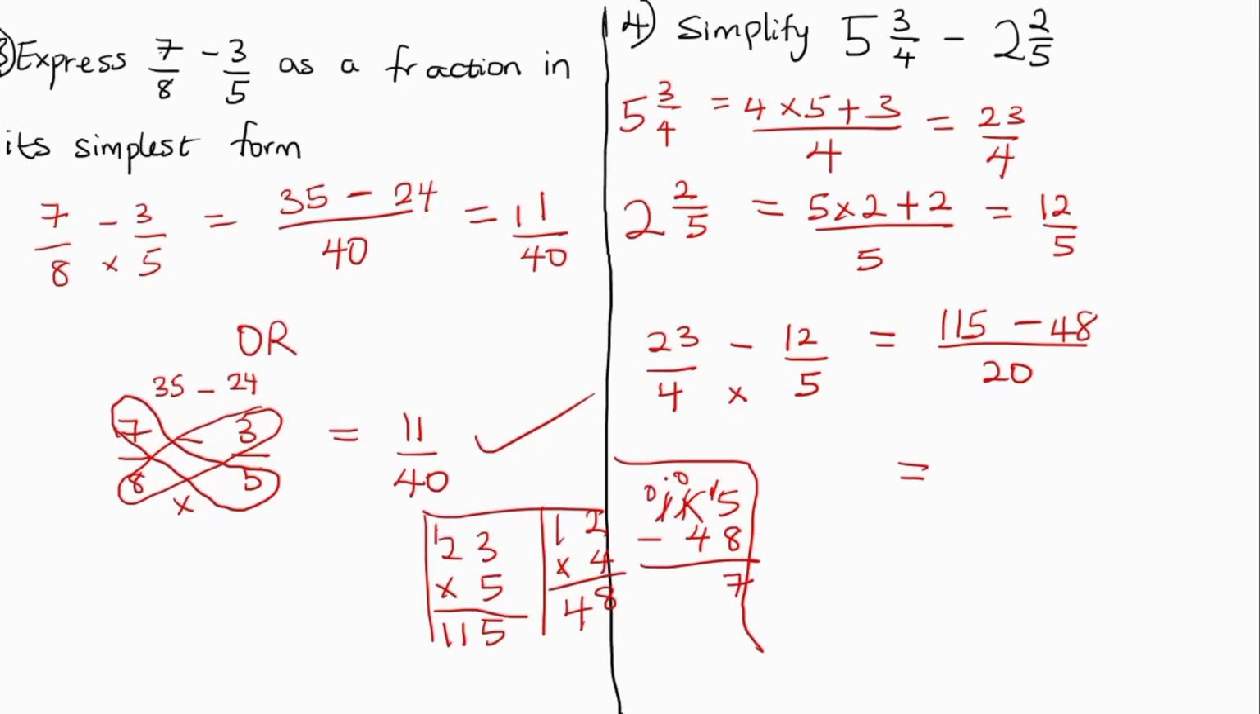So we borrow from here. Here becomes 0. Here becomes 10. And 10 minus 4 will give us what? 6. So we have 67. So this becomes 67 over 20.